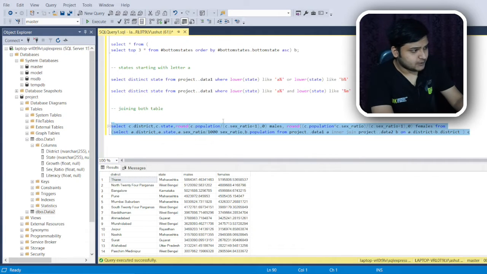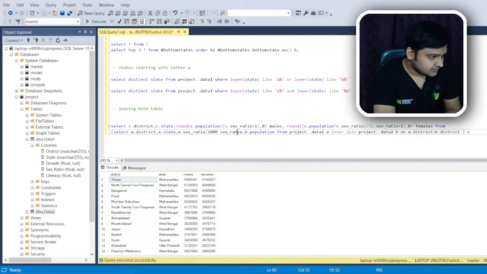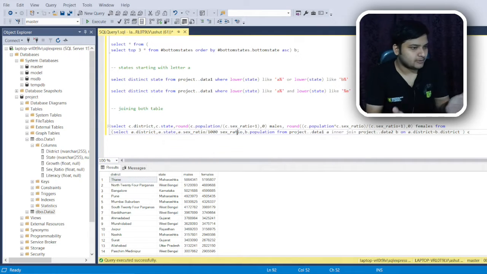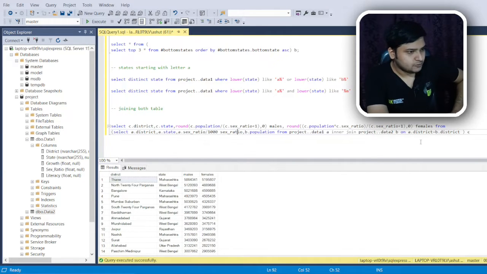Let us run the query again. Let us see what is the output which we are getting. So you can see we have got the correct output here. So this is how we will be calculating the total number of males and the total number of females. So this is a district level kind of data which we have got. What if I want to get the state level data?